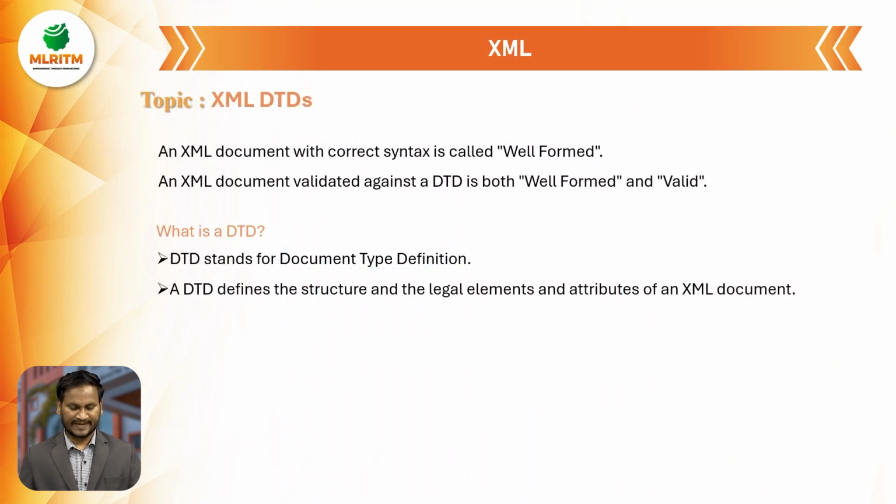So the next topic is XML DTDs. XML DTD means document type definition. What is an XML document type definition? An XML document with correct syntax is called well formed. An XML document validated against a DTD is both well formed and valid. DTD stands for document type definition. DTD defines the structure and the legal elements and attributes of XML documents.